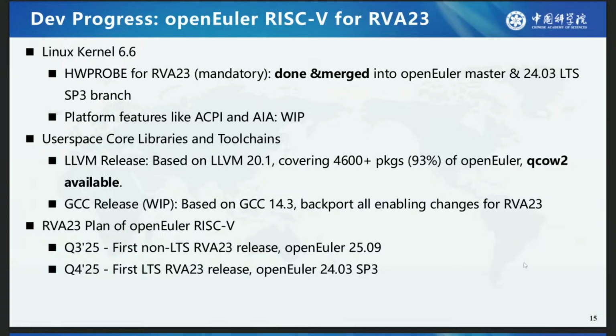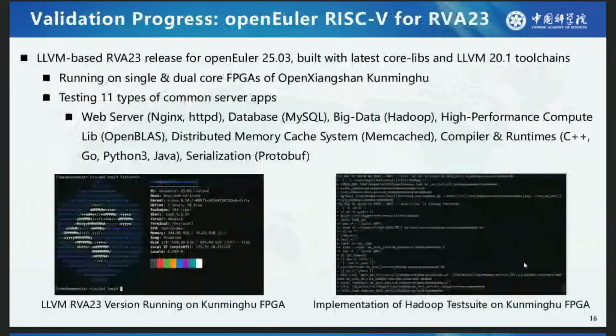So I think at the end of the year, the openEuler 20.03 SP3 will conform to the RV23 profile. At the moment we have also released an ISO or an image for RV23 to test on FPGAs with XiangShan IP inside. We have built the very common types of server apps like web server, big data, high performance compute libraries, as well as compilers and runtimes, and they are running well.